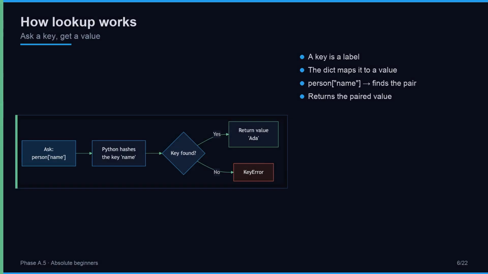When you write person square brackets name, here is what happens. Python takes the key, the string name, and searches the dictionary for a matching pair. When it finds the pair whose key is name, it returns the paired value, here, Ada. Think of it as asking a question, what value sits behind the key name? The dictionary answers. No counting from 0, no scanning a long row. One key in, one value out. That is the lookup model. Ask, and the dict answers.